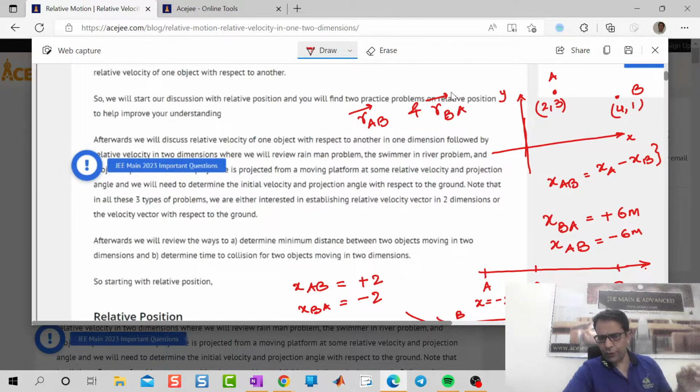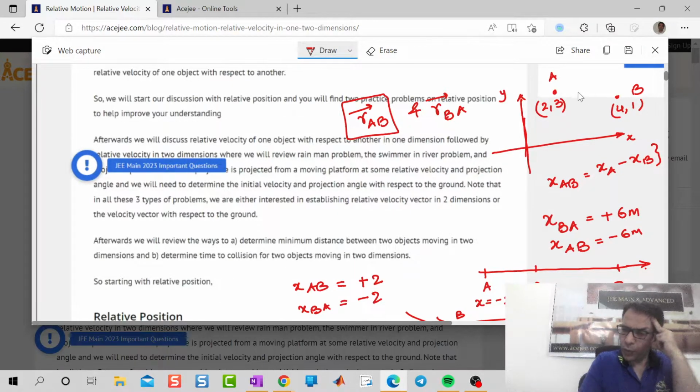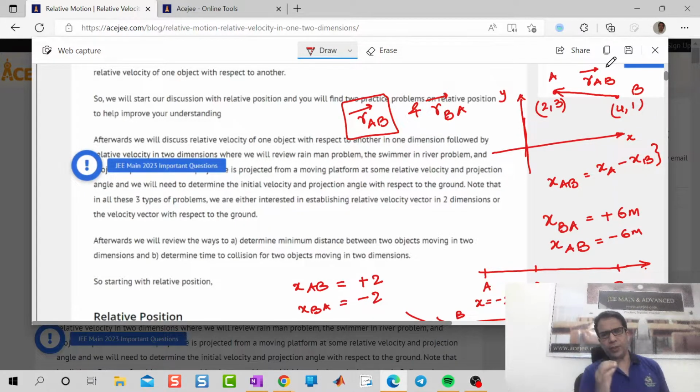Relative position of A with respect to B. Let's start with that first. What is the relative position of A with respect to B? So minus 2, 2. If I were to draw that vector, this is how that vector looks like. Position of A with respect to B. Simply put, the tail of the vector at B and the head at A, right?